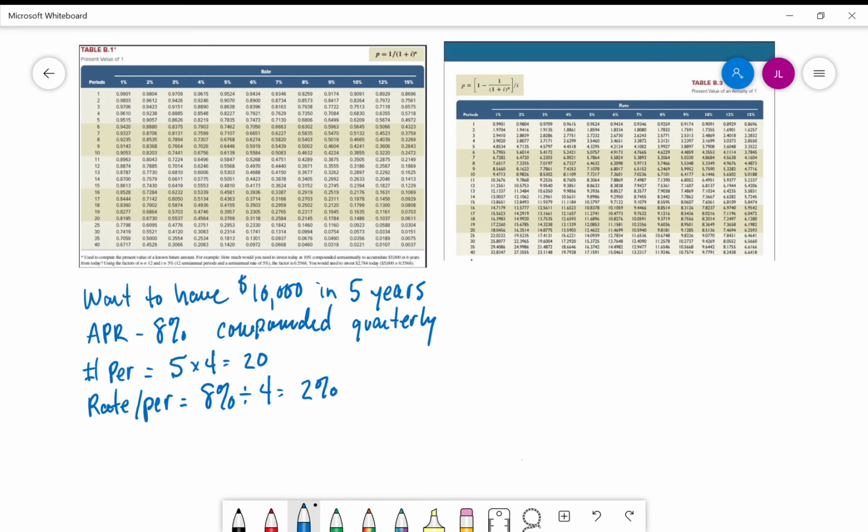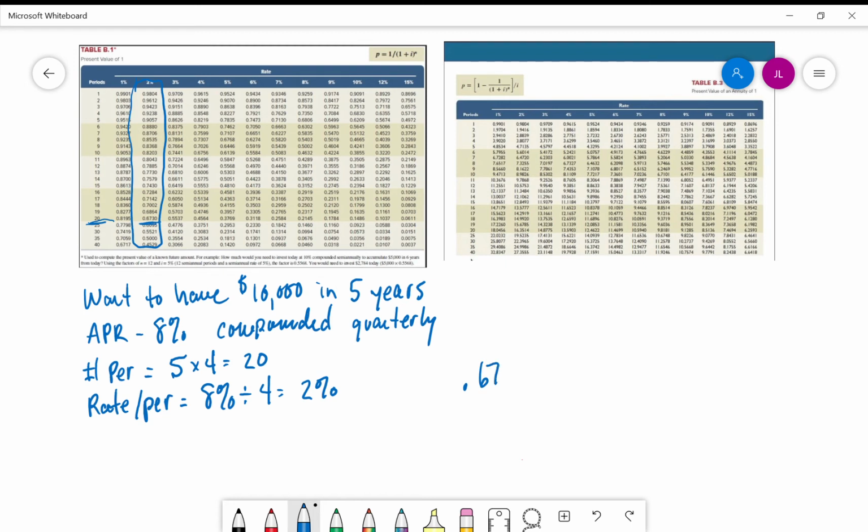Which means we're going to use our table and we're going to look at the 2% column, which is right here. And within that column, we're going to go down to 20 periods, which is right here. And if we go across, we'll see a number right here, which is 0.6730.